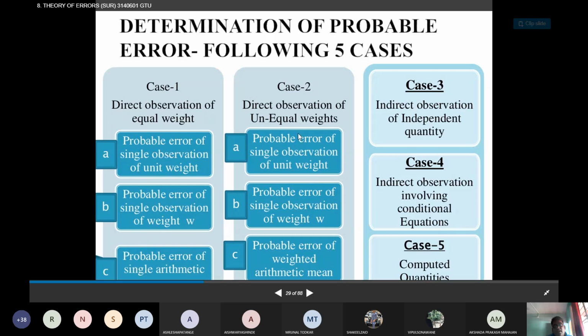Let us see the second case, direct observation of unequal weight. Here, in the equal weight case, we assign equal weight for all the quantities. Here it is unequal weight. The first part is the probable error of the single observation of unit weight. The second subcase is the probable error of the single observation of weight W. And the third part is the probable error of the weighted arithmetic mean. Then what about case 3? Case 3 is related to indirect observations of independent quantity.